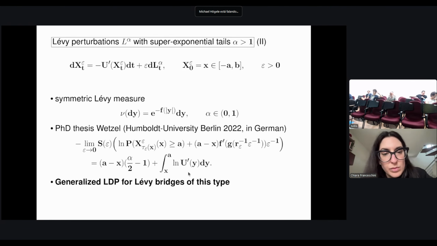And in order to prove this, he had to prove an LDP. These are pages and pages of calculations. To obtain this kind of result, he used a generalized LDP for Lévy bridges, first of all for Lévy processes of this type. So first of all, coming back to your question, does this somehow answer your concern?